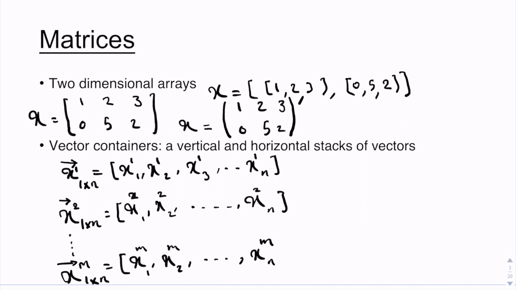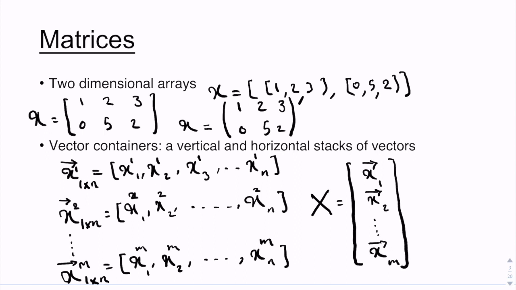So these vectors, all of them that have the same dimension, can be expressed as a matrix. So I can put them like this: x1, x2, and then all the way down to xm. So this is another way of representing a matrix. The dimension of this matrix is m by n. So in many applications, it's better to look at a matrix in this way.